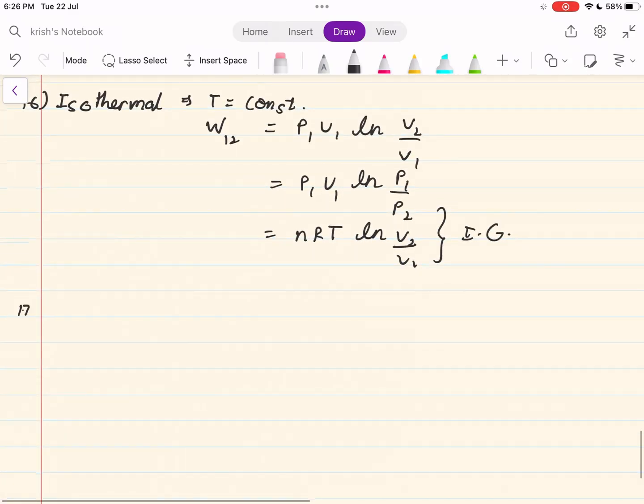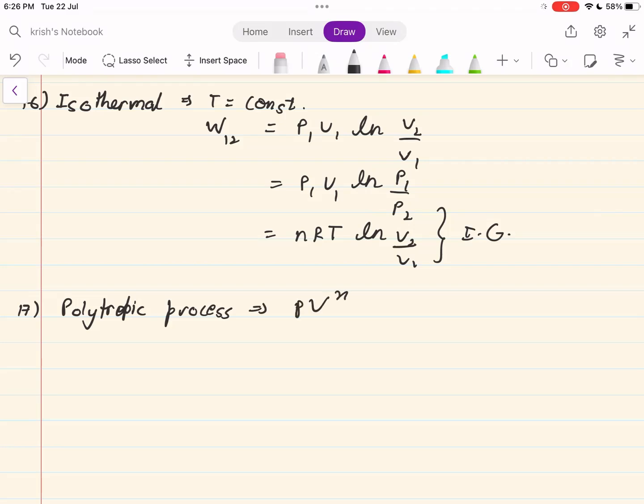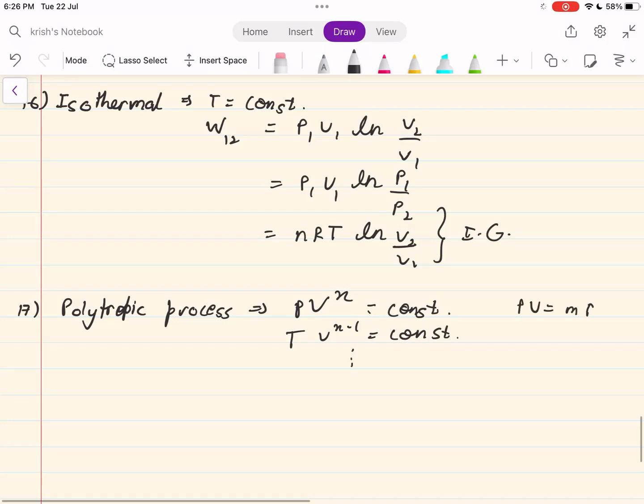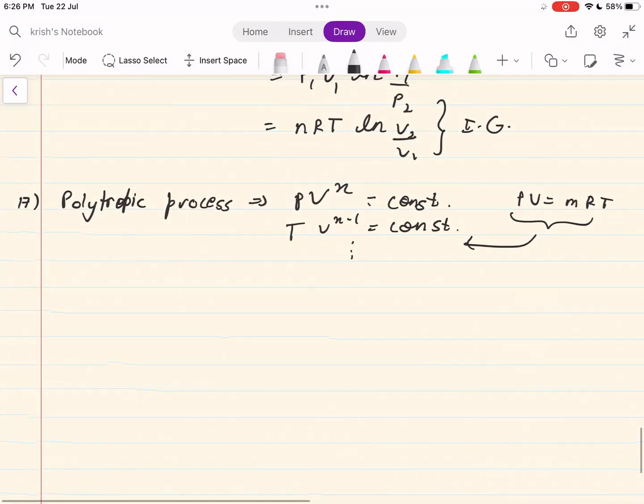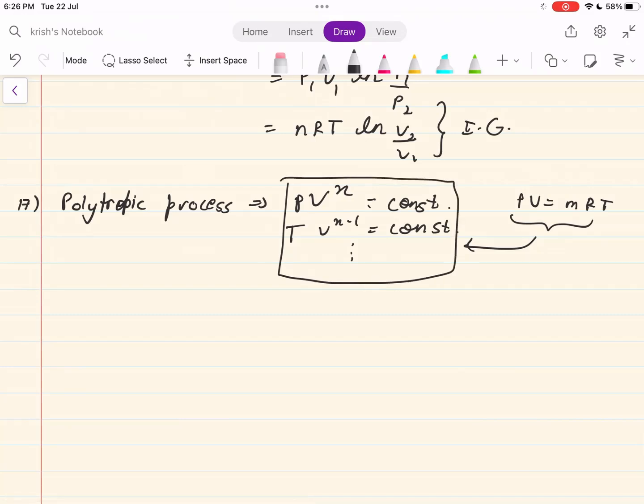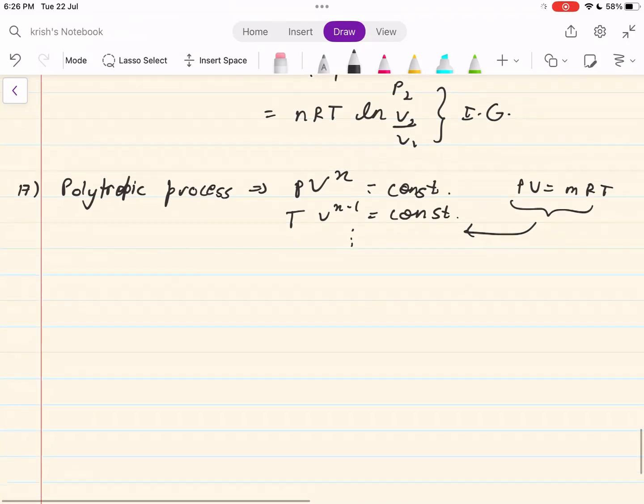Then we have the polytropic process, where P into V to the power x is constant, where T V to the power x minus 1 is constant. And similarly, you can get one more from the PV equals mRT relations. Just substitute and replace. However, I do find it useful to remember all three equations of polytropic process.